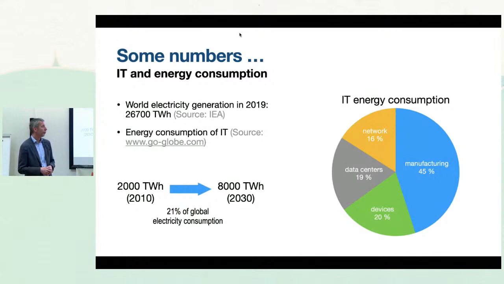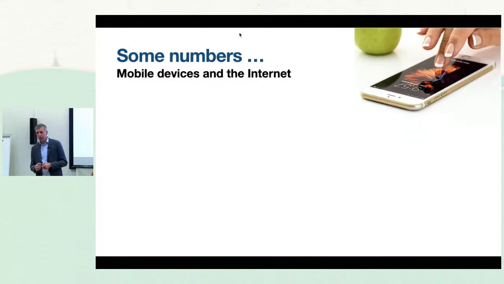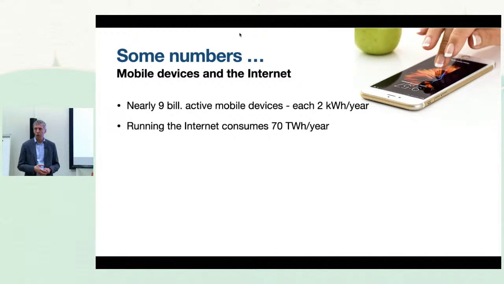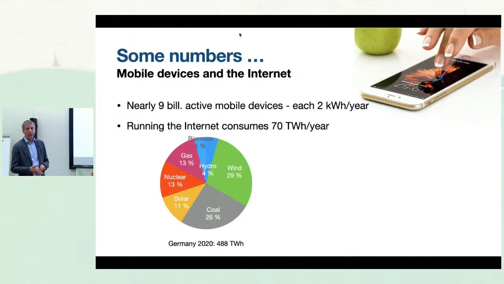I have a few more numbers which give some insights of what we are doing here. So we have nearly 9 billion active mobile devices, smartphones, sensors, and all. And each of them is taking approximately 2 kilowatt hours per year. Yeah, you can do the math here. And that means that running the internet, only the internet, everything that's needed to connect us to each other, takes 70 terawatt hours per year. And what does 70 terawatt hours mean?